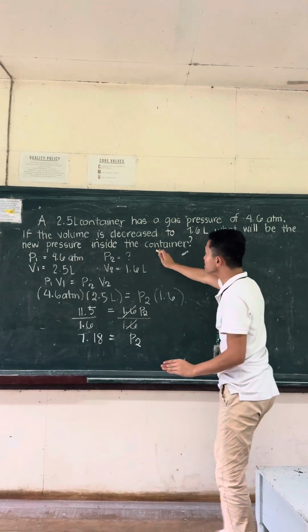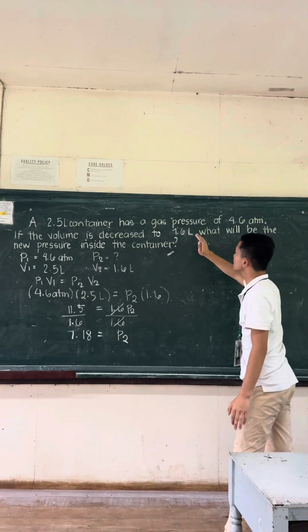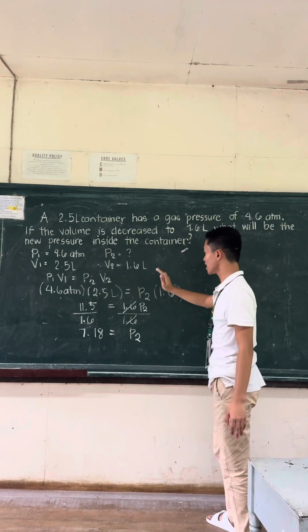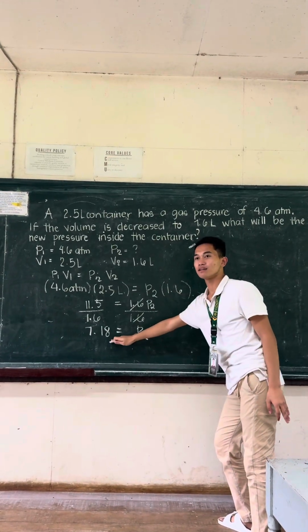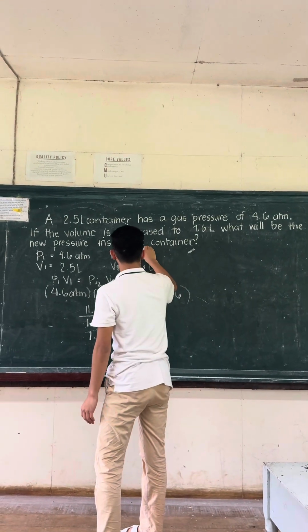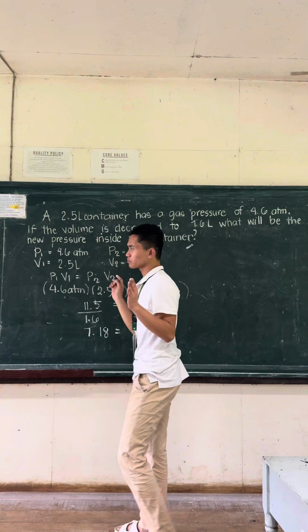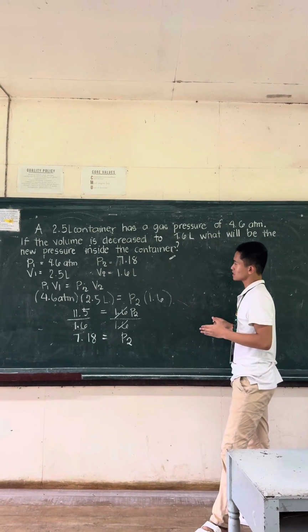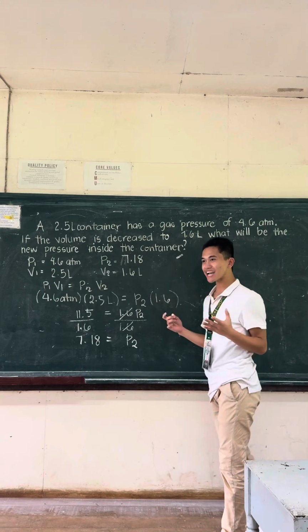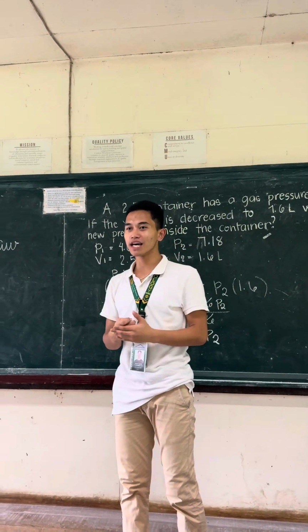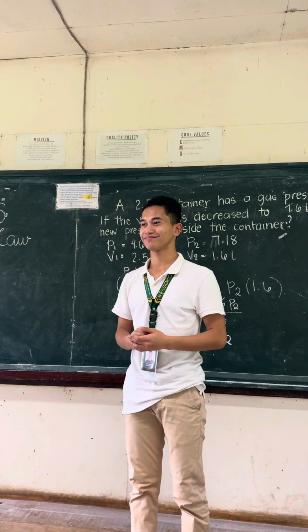If the volume is decreased to 1.6 liters, what will be the new pressure inside the container? It would be 7.18. So that is the answer. In order for us to really visualize this, we are going to make our activity right now, which is the lung model that resonates with Boyle's law.